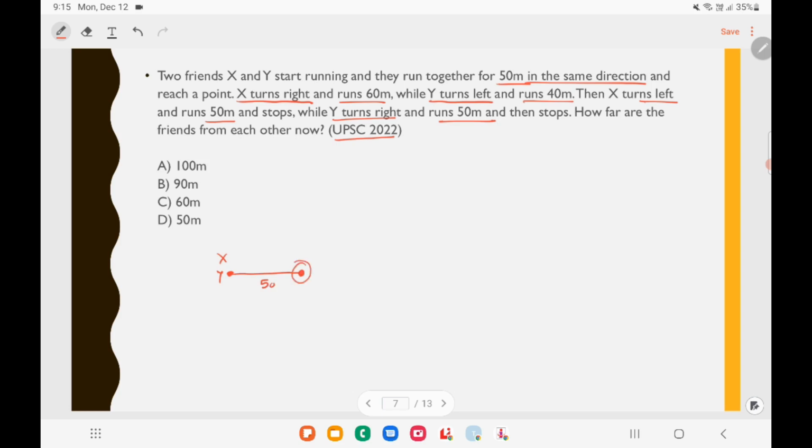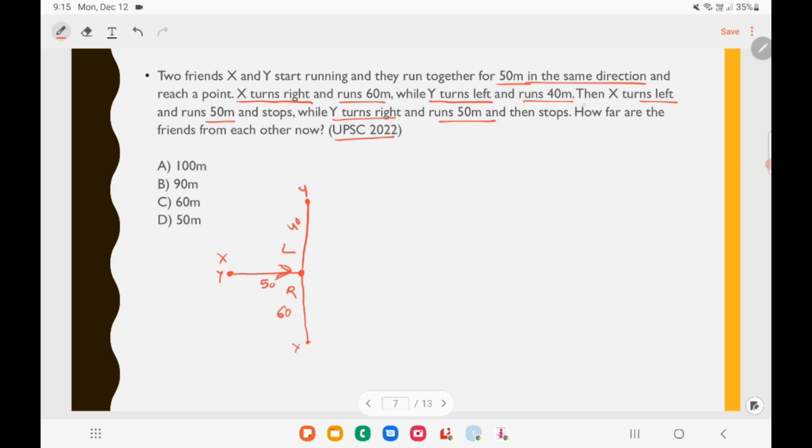Now X turns right and runs for 60 meters. So here, as I already mentioned, you need to take the right with respect to the question or with respect to the person in the question. So they are running like this in this direction. That means their right is here, left is here. So X turns right means X turned like this and he runs 60 meters. Y turns left and he ran 40 meters. So Y is here now and X is here.